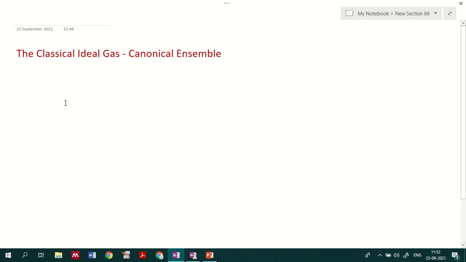So good morning everyone. Today we are here to discuss the classical ideal gas as an example for the canonical ensemble case. A similar case we also discussed in the microcanonical ensemble, where we took the classical ideal gas and found that the fundamental volume omega 0 equals h raised to 3n. Similarly, we'll do it in canonical ensemble theory.